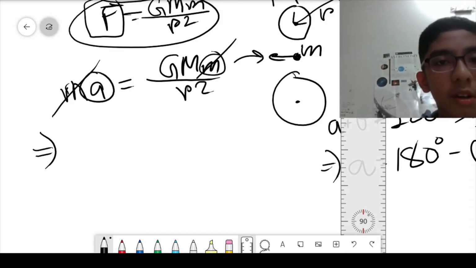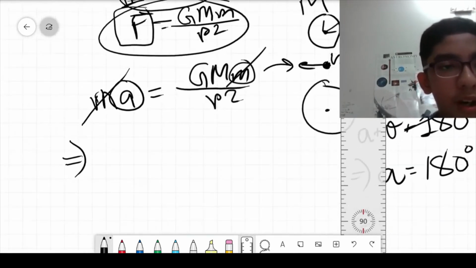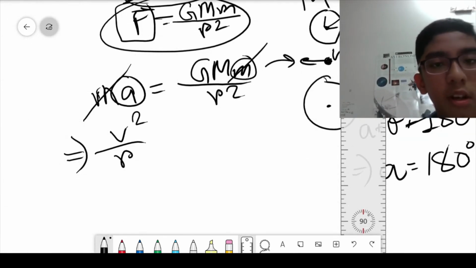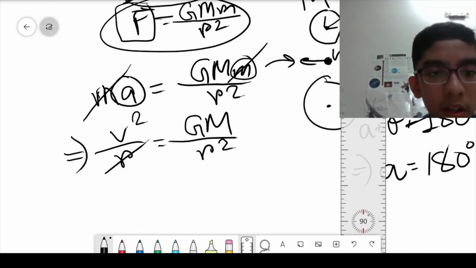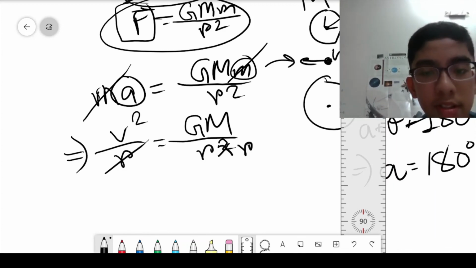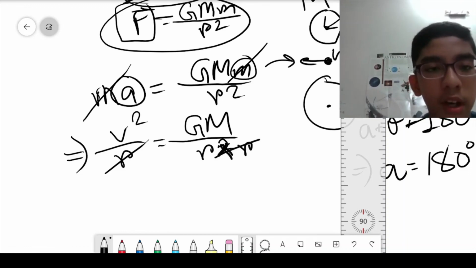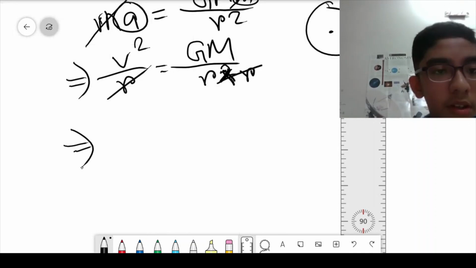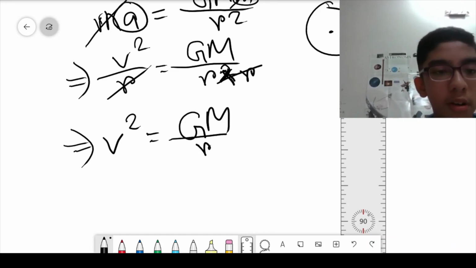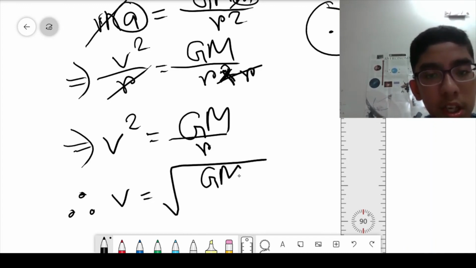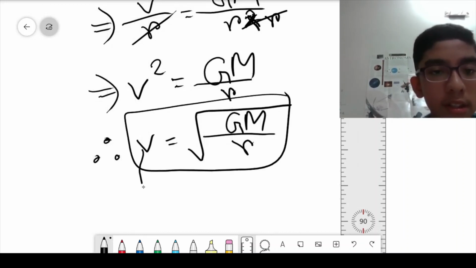So this a, as we have found out, is v squared over r. So this m does not affect the v. It will be equal to GM by r squared, and this is just r times r, so we can cancel out one of the r's, and we have got our equation. V squared will equal GM over r, or therefore v will equal the square root of GM by r, and this is our equation. So here, this is the orbital velocity.